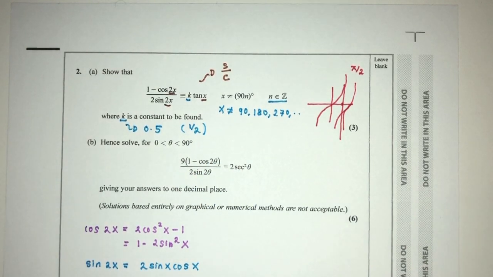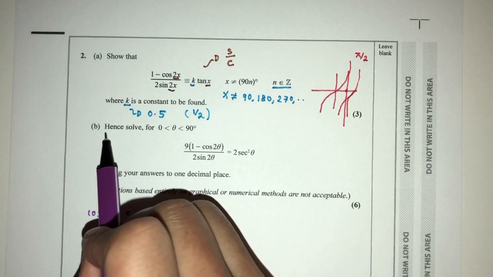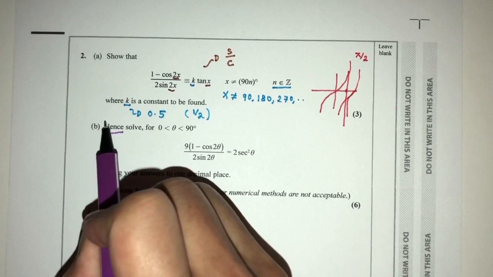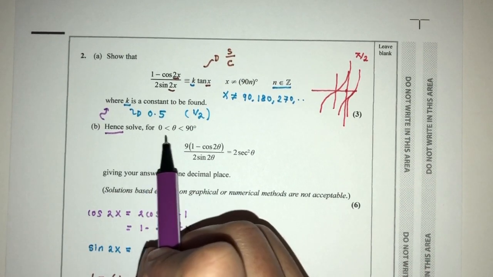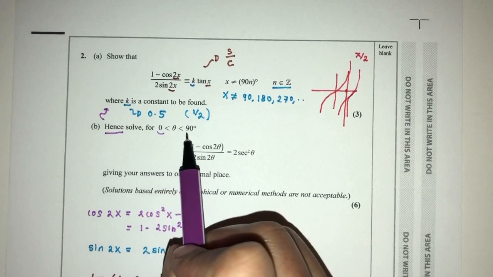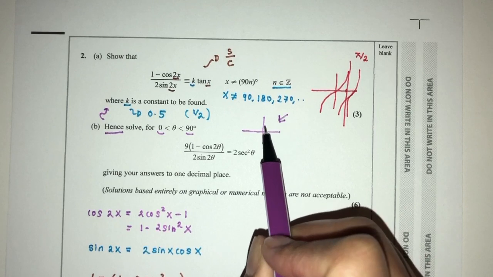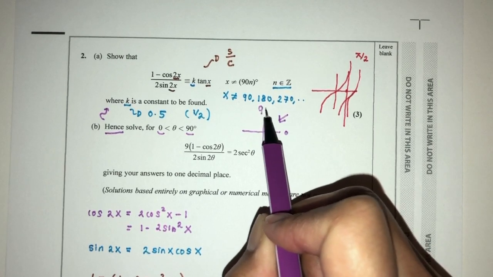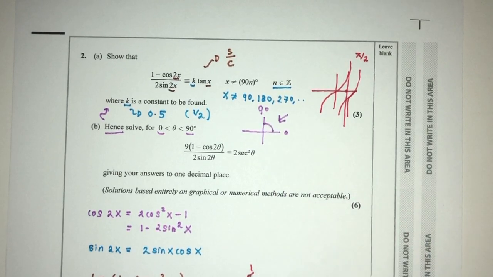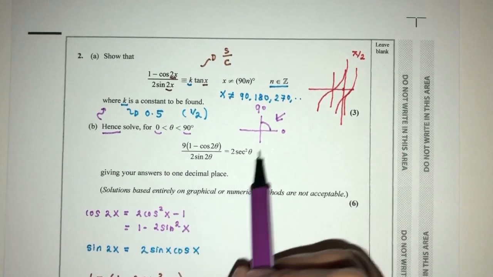Now for part B, we have what? We have hence. So hence usually means using the value from part 1. Solve for the value of theta between 0 and 90. That will be in the first quadrant, so between 0 and 90. It should be somewhere over here, in the first quadrant, for the value of theta for this equation.